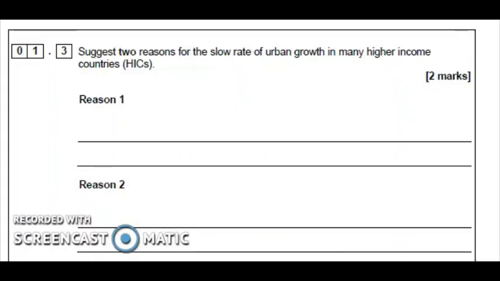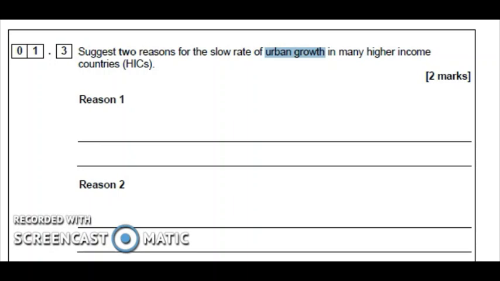Question 1.3. Suggest 2 reasons for the slow rate of urban growth in many high-income countries. Basically, in other words, why are towns and cities in rich countries not really growing? Why aren't people moving towards them? So, 2 marker, 2 minutes, 2 brief reasons to sort of explain why.